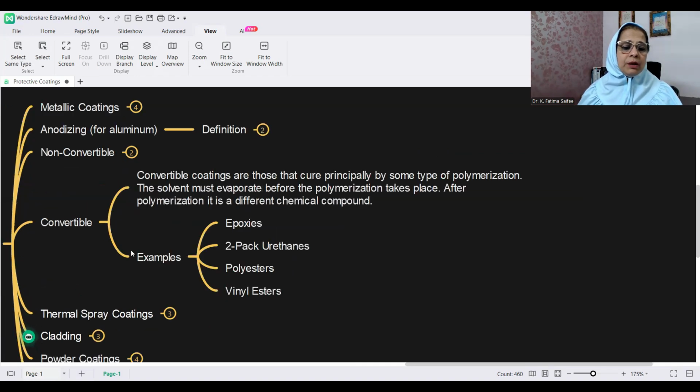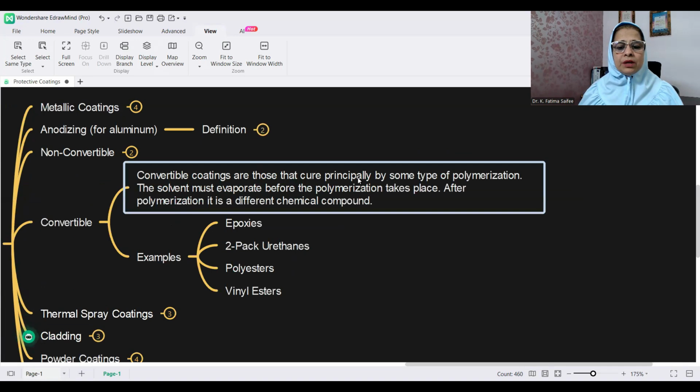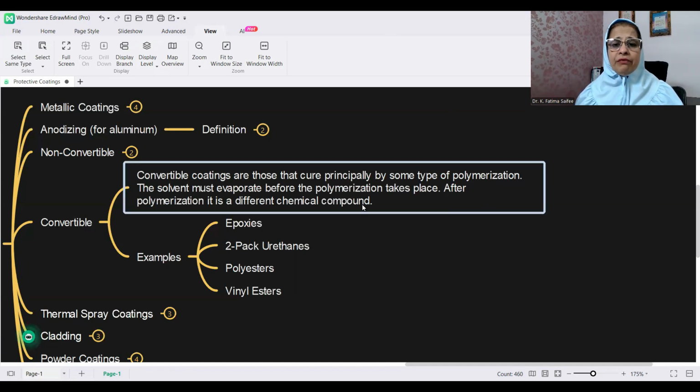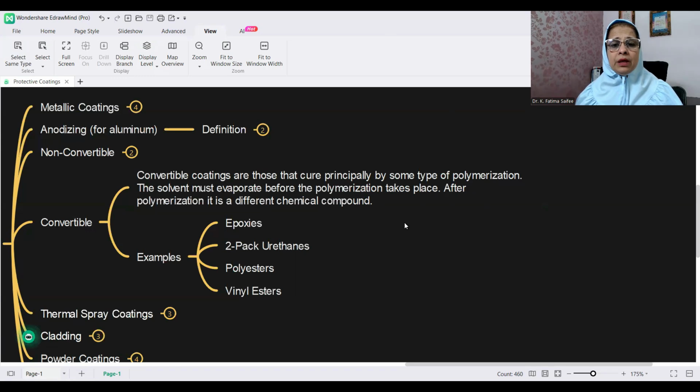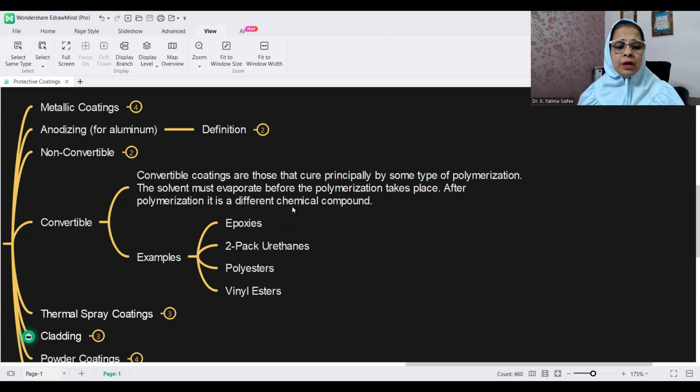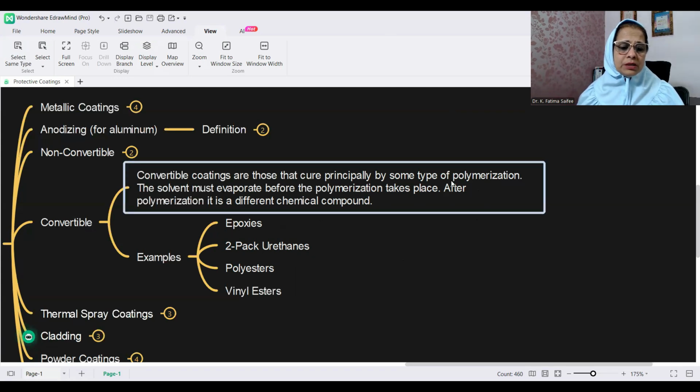Convertible coating is one that is able to convert. Convertible coatings are those that cure principally by some type of polymerization. Polymerization means something made from polymers. Polymers occur naturally, and synthetically we prepare many types. Polymers are very important even in scale inhibitors, and we use a lot of different polymers to prepare a scale inhibitor also. Polymer is a very big, broad term, and in this small video it's very difficult to explain it.